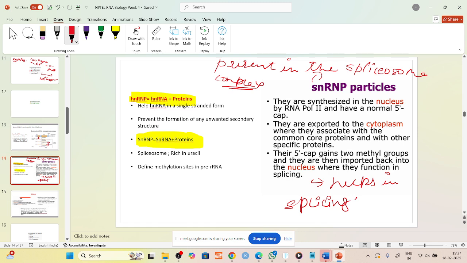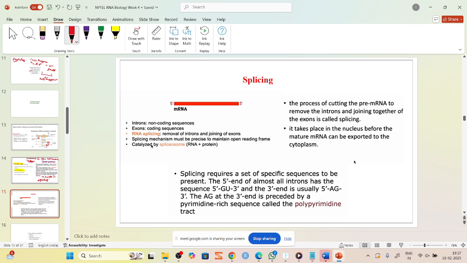So why are we reading about this snRNP and hnRNP? Because they both are involved in splicing. They both help in the proper and functional splicing to take place. So what is splicing? Splicing is the process of cutting the pre-mRNA to remove the introns and joining together the exons.